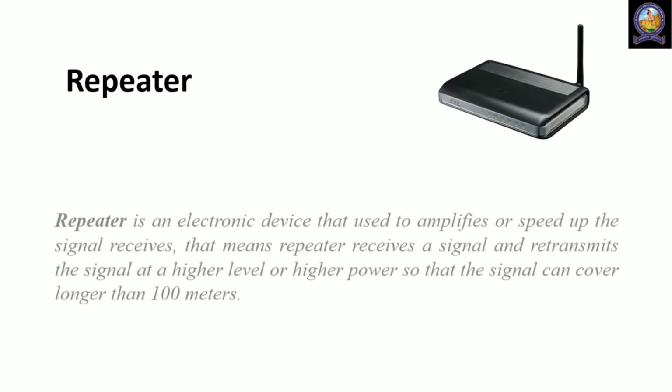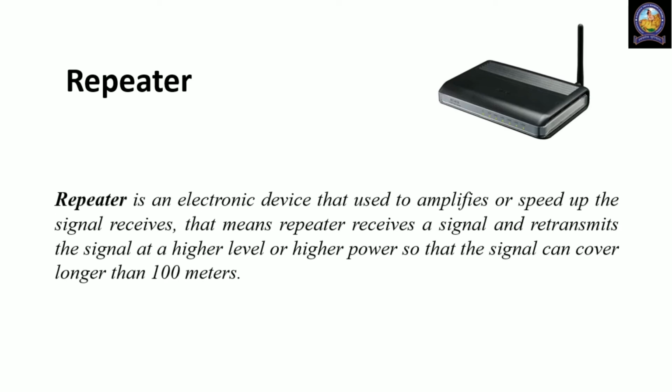Now the term repeater. Repeater is an electronic device that's used to amplify or boost the signal it receives. That means a repeater receives a signal and retransmits the signal at a higher level or higher power so that the signal can cover a distance longer than 100 meters.